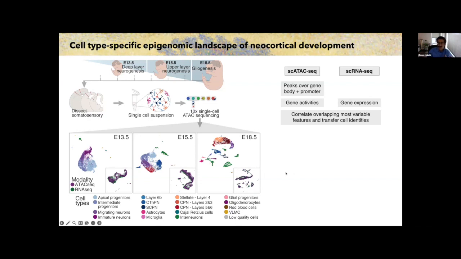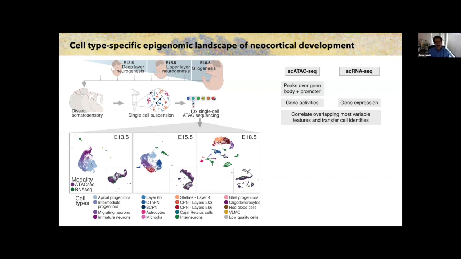So also to further check the consistency between this transcriptome and ATAC-seq data, we co-embedded single-cell ATAC-seq and RNA-seq using a shared UMAP. As you can see in the left panel of each of these individual time points, the data was very well merged, indicating that chromatin accessibility also captured the full cell type spectra identified by single-cell gene expression.